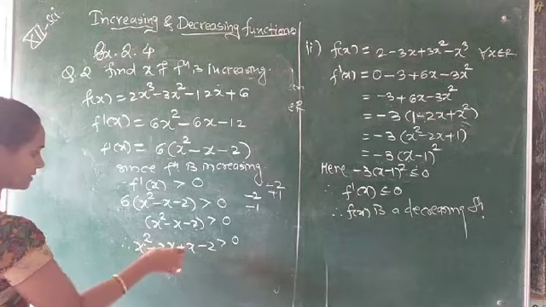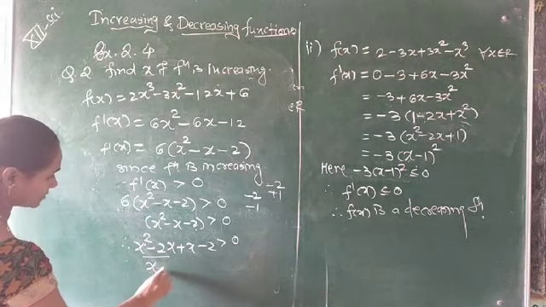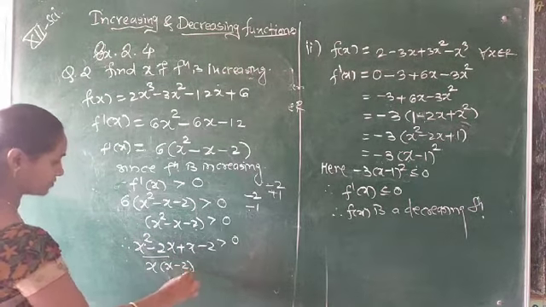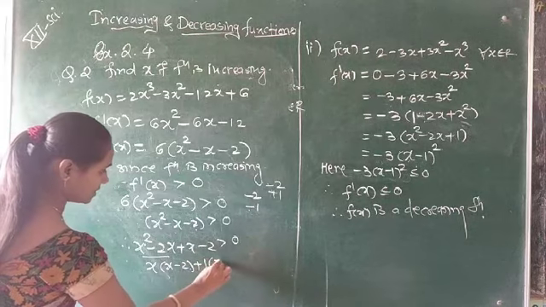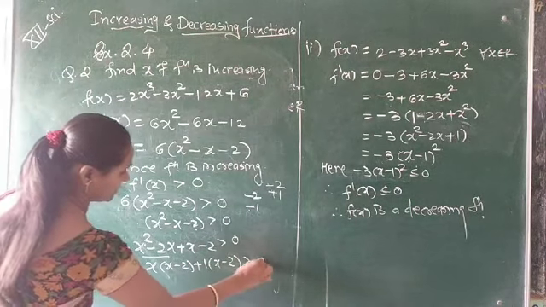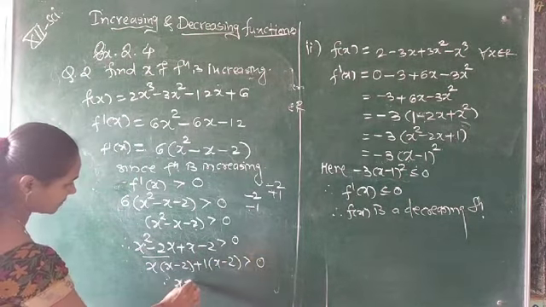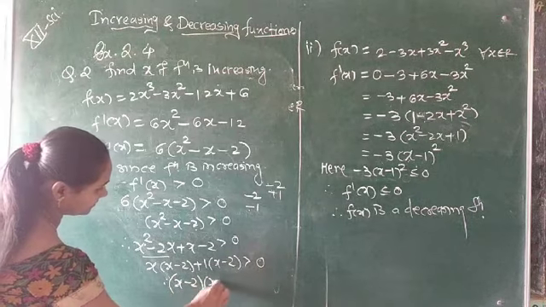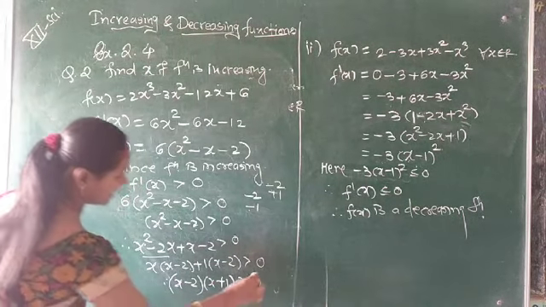Simply we have to factorize this equation. So from this we take x common, it is x minus 2, plus from this 1 common, x minus 2 greater than 0. So it is (x minus 2) into (x plus 1) greater than 0.